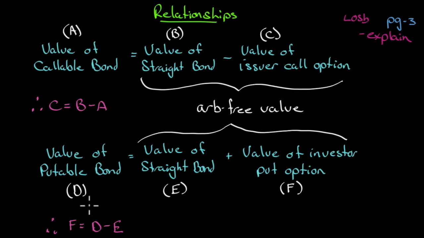If we look at this in terms of D, E, and F, we can isolate F, the value of the put, as equal to D minus E, which is the value of the puttable bond minus the value of the straight bond. So we can isolate the value of either the call option or the put option. And these relationships hold when we have arbitrage-free values for all of these. That's what this chapter is going to do. We're going to learn how we get to an arbitrage-free value for the embedded option.